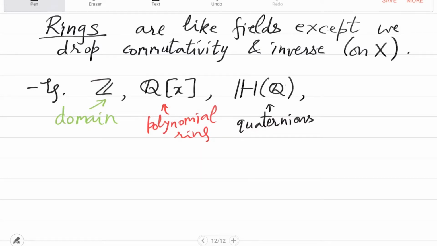So what is this? How many elements do you have here in quaternions? Eight. No, so there are these basis elements are few, but the number of elements is infinite.